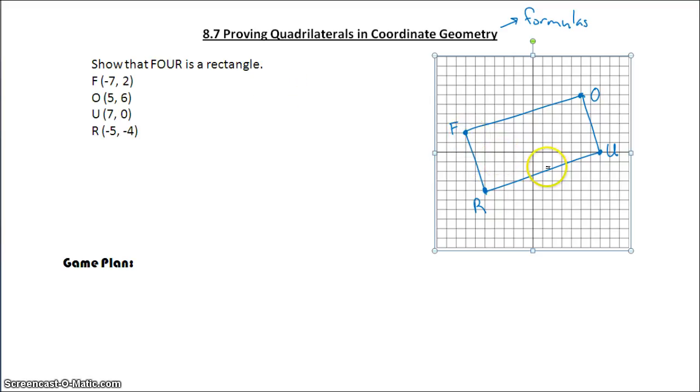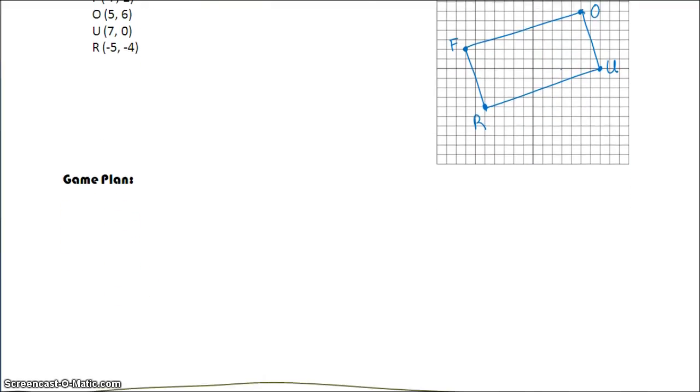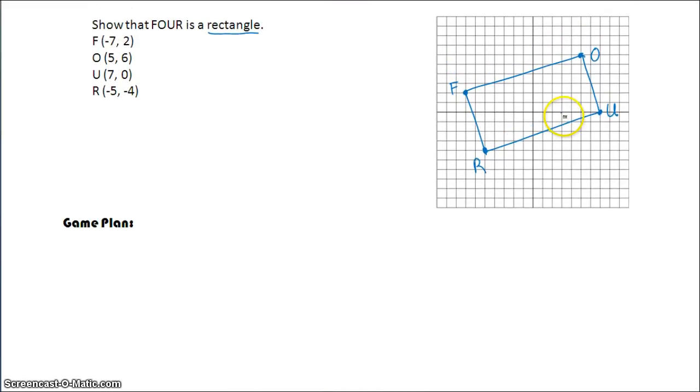Now, in order to prove that this quadrilateral is a rectangle, I need to first come up with a game plan. Now, to make this quadrilateral a rectangle, there's 2 different ways I can do that. The first game plan I'm going to come up with is to look at sides and angles in a rectangle.